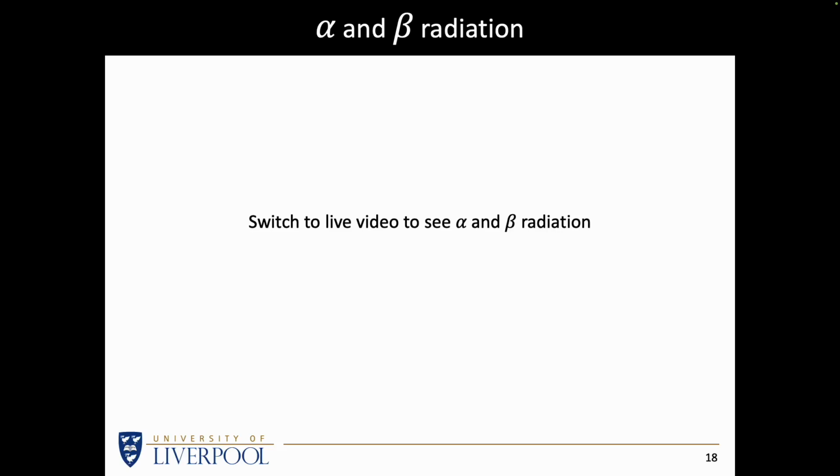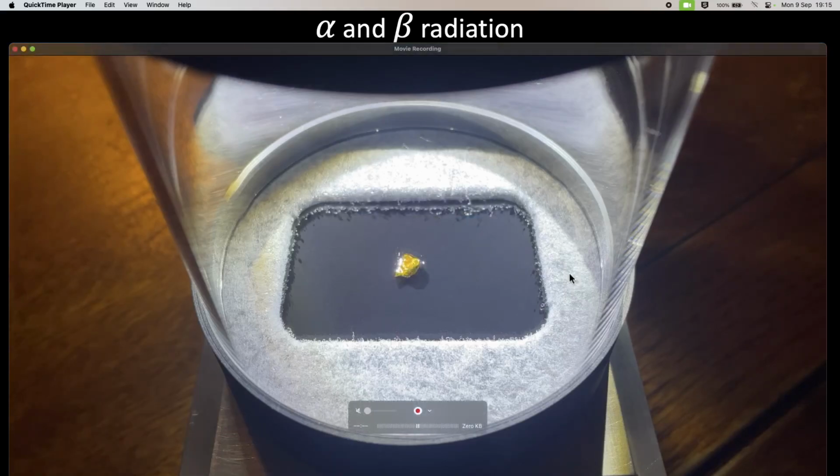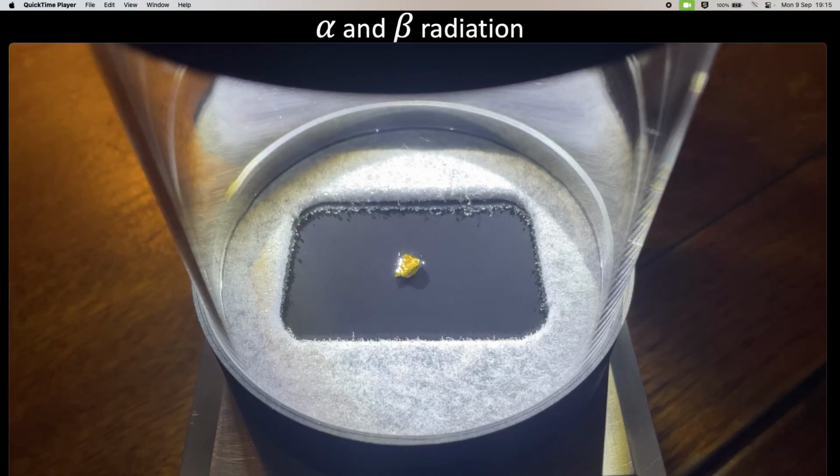And if we go back to our video, that explains why we're getting two different types. We're not seeing the gammas, but we are seeing alphas and betas. Betas are the very narrow tracks that we can see every once in a while. Alphas are more massive. They're more like bulldozers. As they go through the cloud chamber, they tend to produce a much fatter track.